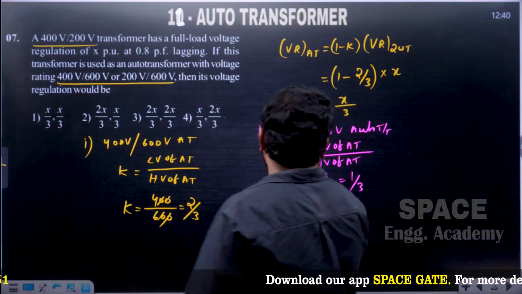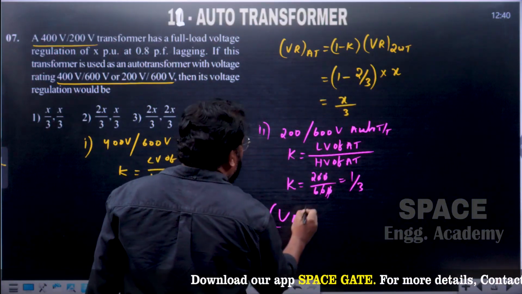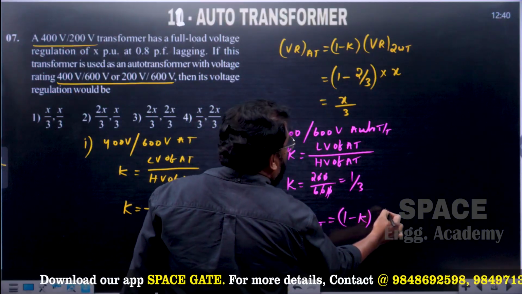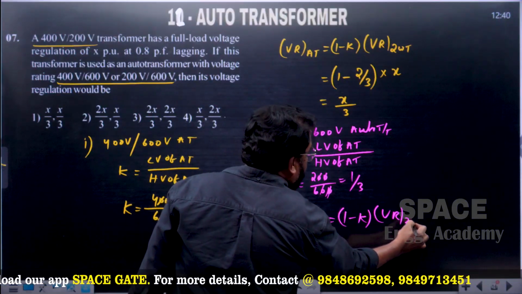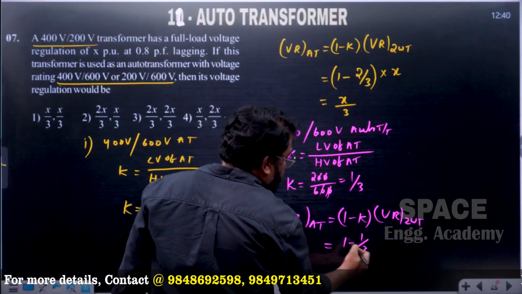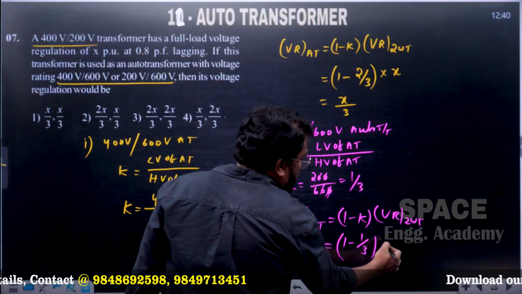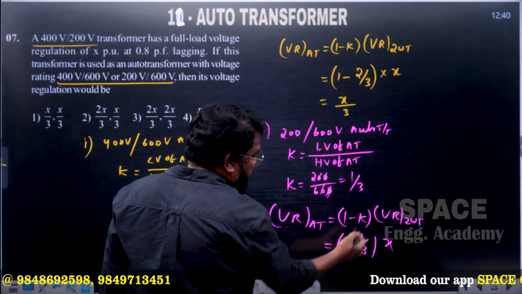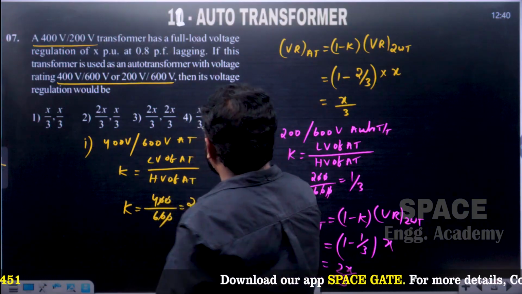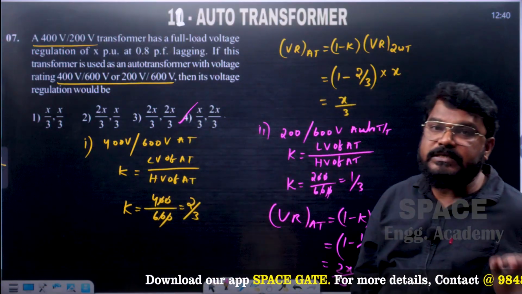So 1 by 3. Therefore the voltage rating of the auto transformer is equal to 1 minus K into the voltage rating of the two winding transformer. So now this value is equal to 2 by 3 into the X value. Simplifying here, it is equal to 2X by 3. So the answer for this question, option 4 is correct.